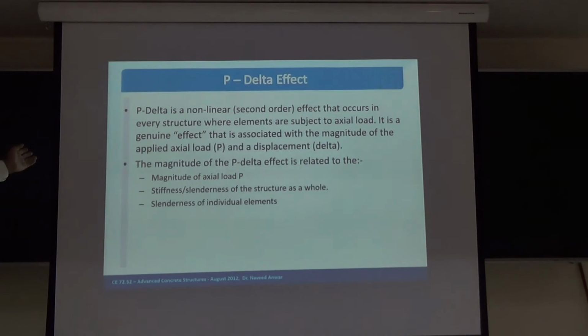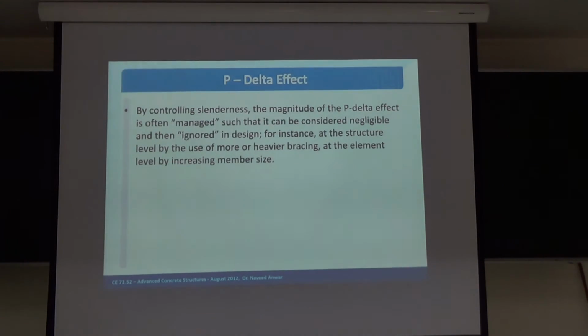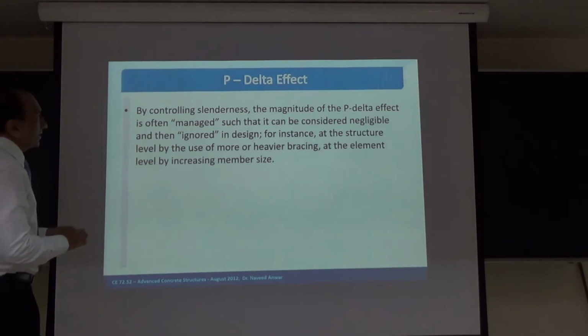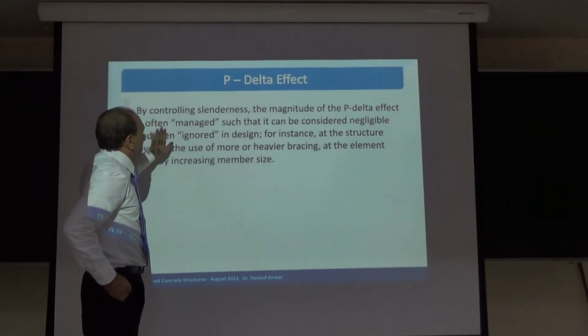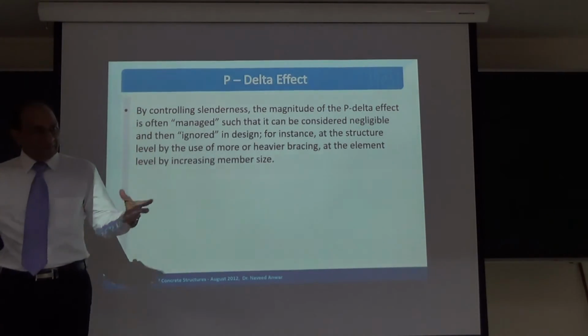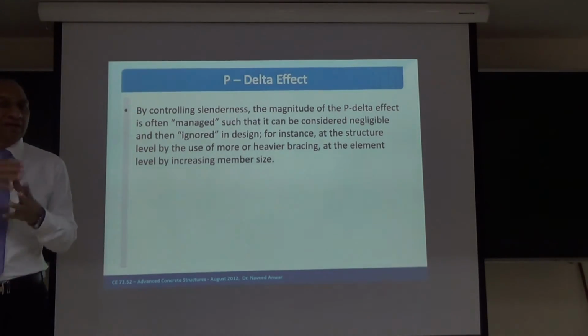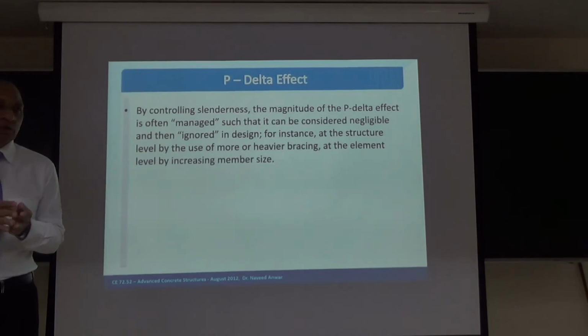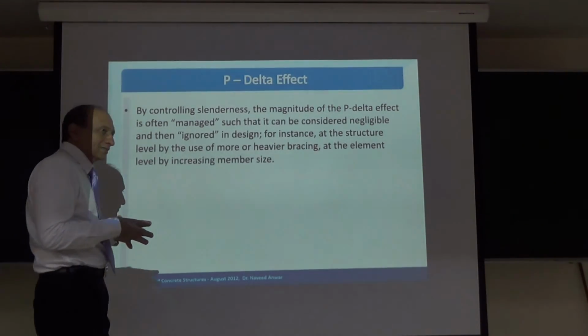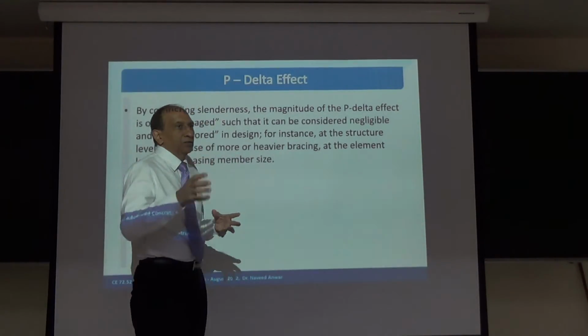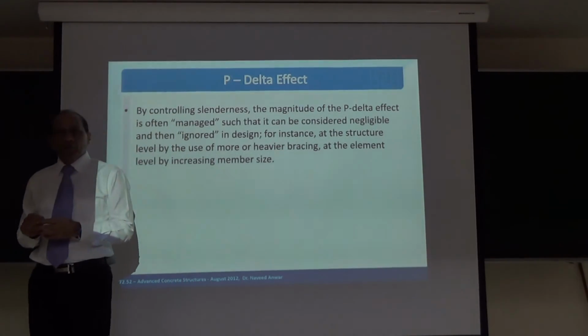So we have talked about magnification of axial load, slenderness of the structure as a whole, and slenderness of individual members. Just an explanation of what we already talked about. By controlling slenderness, the magnitude of the P delta effect is often managed, right? As I mentioned, I showed you the P delta effect. KL over r is the key. So if you want to reduce P delta effects or moment magnification, you reduce the KL over r.